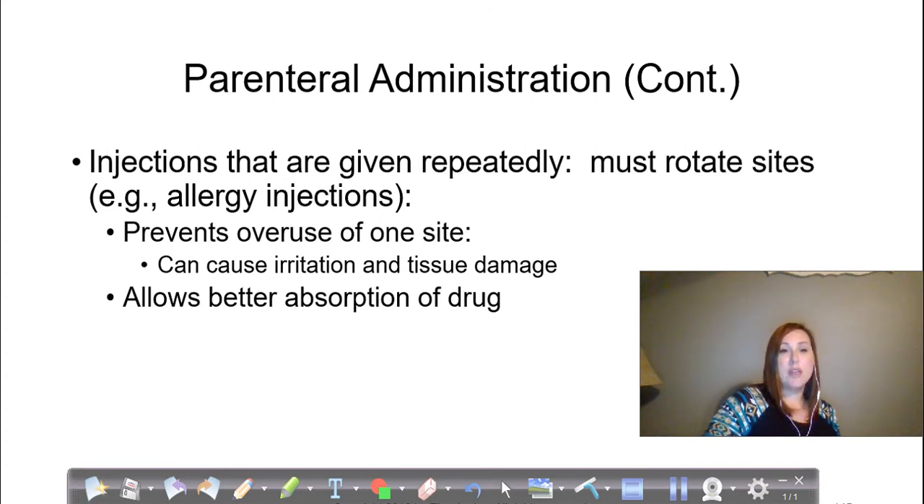For injections that are given repeatedly, you would want to make sure that you're rotating sites. Overuse of one site can cause some irritation and tissue damage, and that can affect the absorption of the drug. So if somebody's coming in weekly for injections, make sure you're rotating sites. It'll certainly be more comfortable for them. Another reason why documenting the site of administration or the location is important.